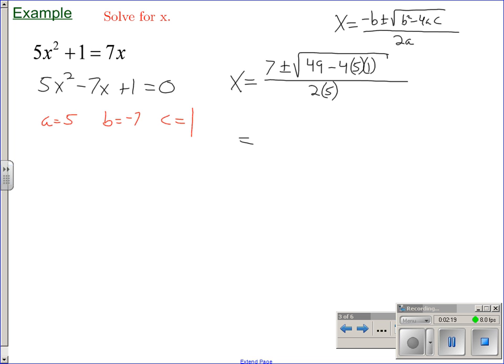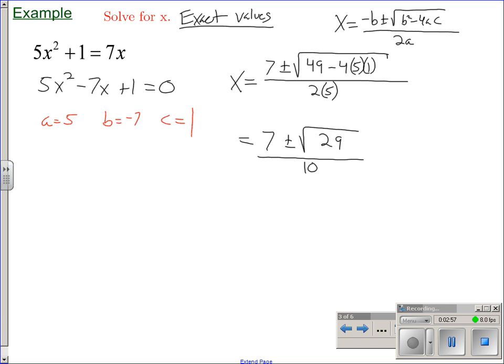Once you plug in your numbers, it's really just order of operations. The square root is like a parenthesis, so you do all the stuff inside it first. 4 times 5 is 20, times 1 is still 20. 49 minus 20 is 29. That is all over 10. Now 29 is not a perfect square. It doesn't have factors that are perfect squares, so leave it. We're getting exact answers; I should probably throw that in the question. Exact values. So we're going to leave it as the square root of 29.